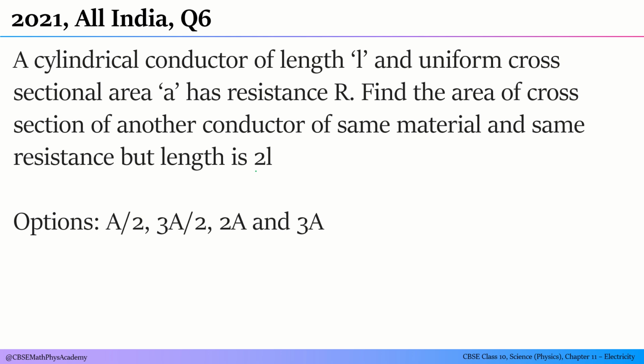See, they are not pulling the wire or increasing the length. You have two different wires, and both of them have the same material, meaning both have the same resistivity. The value of rho, resistivity, remains the same. And R also is the same. So you need to find out the area of cross section. So it is a slight play around that formula. Let us see how to do it.